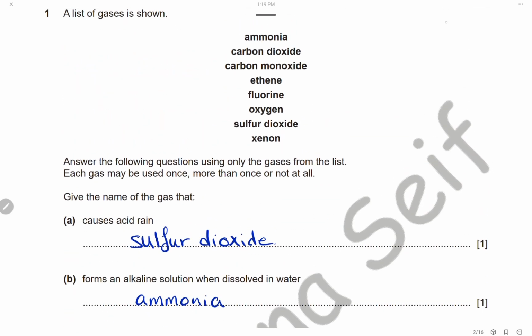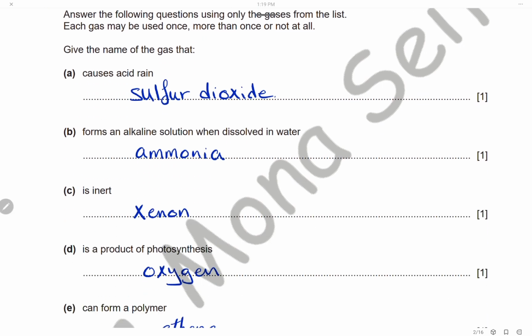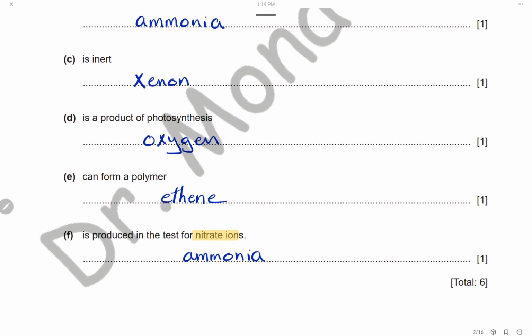This gas is ethene. Ethene can form an addition polymer by breaking the double bond and adding more ethene molecules. Finally, which gas is produced in the test for nitrate ions? For the test for nitrate ion, we add sodium hydroxide, aluminium foil, and heat. Ammonia gas is produced and can be tested with damp red litmus paper. It will change to blue.